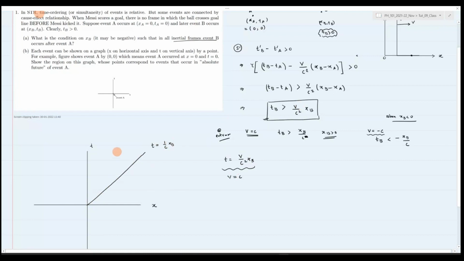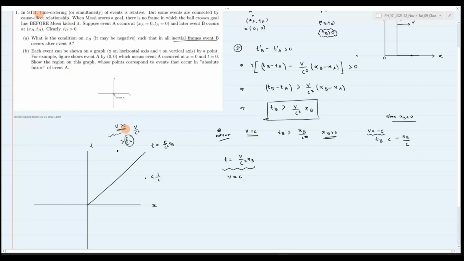Now suppose you are here, okay? What will be the slope here? Slope will be greater than 1 by c, right? Yes. And here the slope will be less than 1 by c. Now, so basically this slope was coming from c by c square. And if you compare this with this slope v by c square, that means in this region, your speed is actually greater than c.